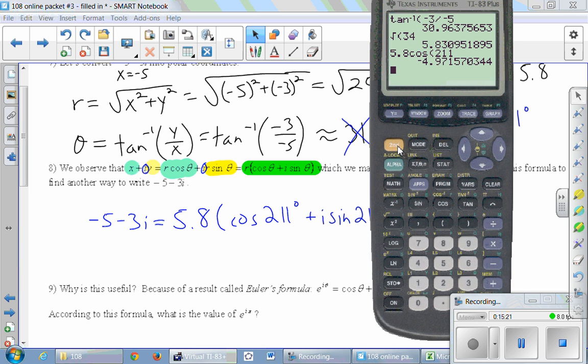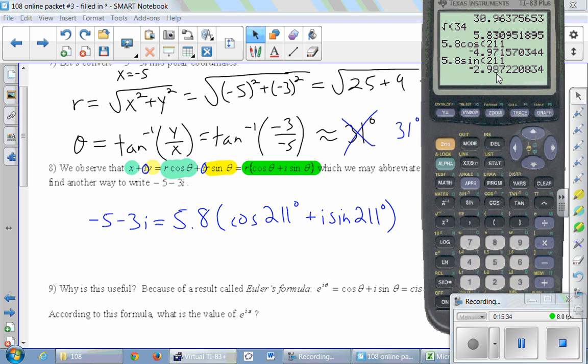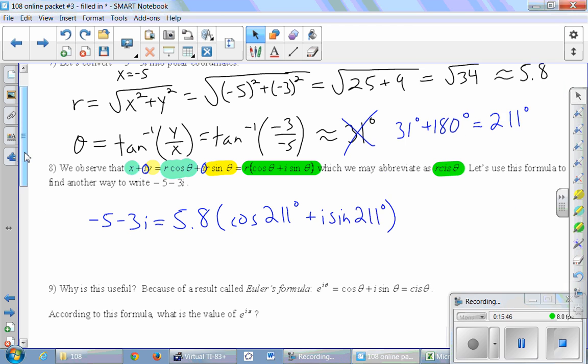210.9637. And if I do the same thing, but instead I think about distributing the 5.8 over here to the i sine of 211, and I hit enter on this one, and I get -2.98, which is darn close to -3. So that guy times this guy will have an i in it, which is there, and something very close to -3. So yeah, actually this looks like it's true, just rounding errors.